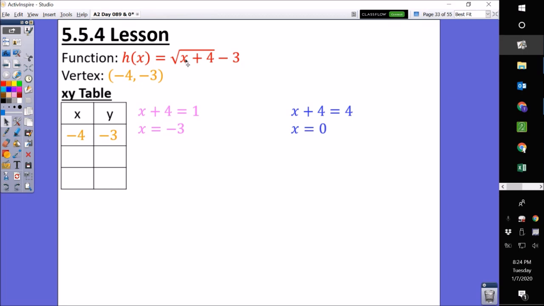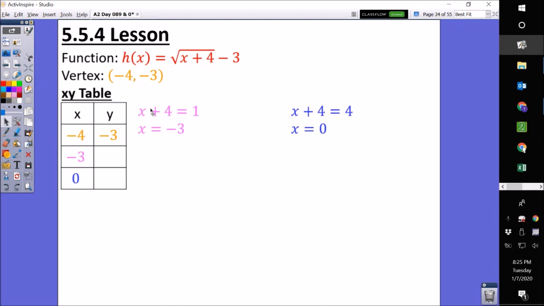So without using a calculator, you have to be very, very careful on which specific x values you're going to use for the xy table. After doing the work and solving for the two x values, I'm going to put those two x values here, which is going to look like that.